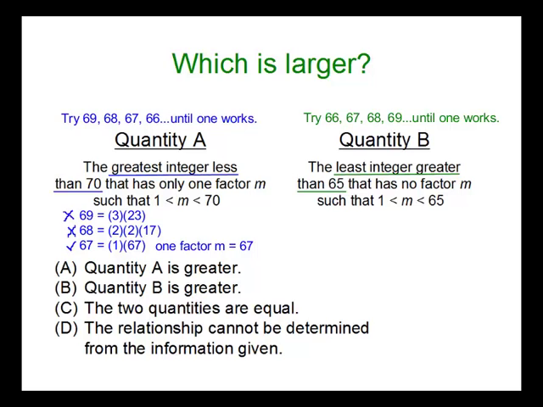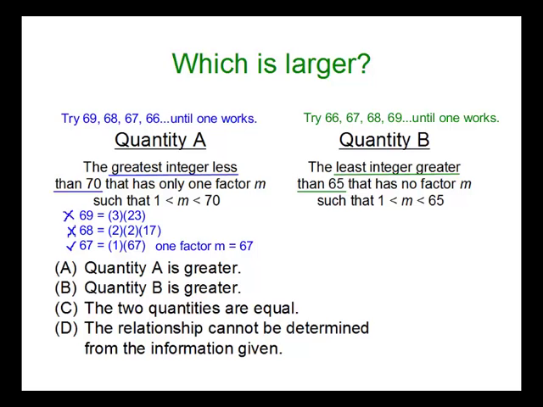It's when we get to 67 that we get a factoring that's a little more simple. 1 times 67 is the only way to do it. So 67 is that only factor between 1 and 70. And you might start thinking about why is this? Why is this the first one that works? What makes it special? But for now, we can just say, yeah, that's the number. Okay, so quantity A is 67.